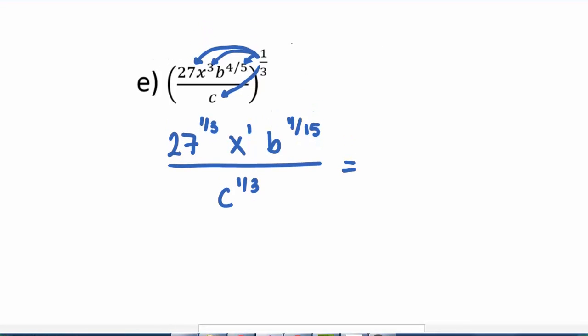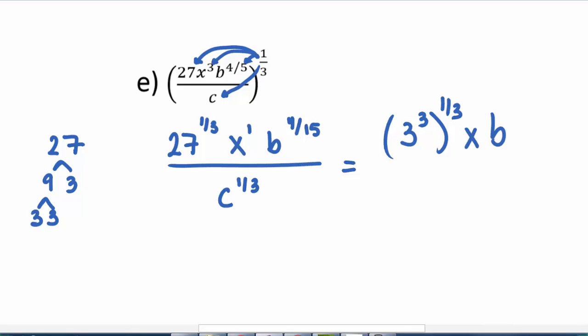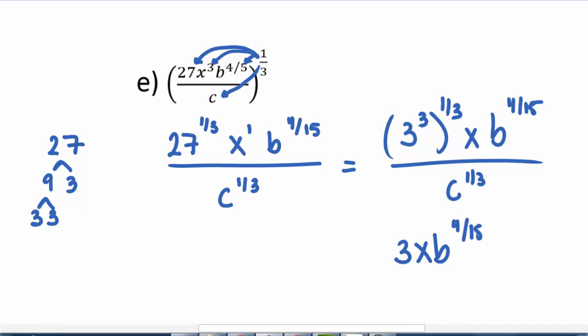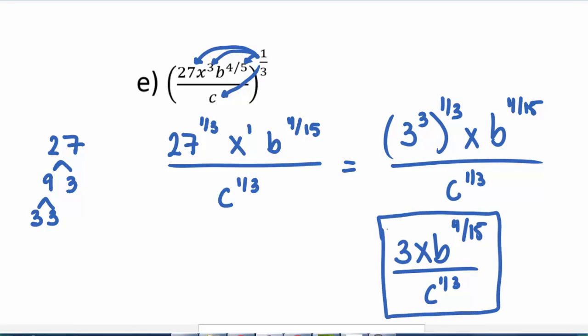I just need to double check on my 27. Okay, so 27, remember, is 9 times 3, and 9 is 3 times 3. So 27 is 3 to the 3rd raised to the 1/3 times x times b to the 4 over 15 over c to the 1/3, just writing all that down again. And then I need to do power to a power. Remember, power to a power, I multiply the power. So that's just 1. 3 times 1/3 is 1. So 3xb to the 4 over 15 over c to the 1/3 is my final answer.